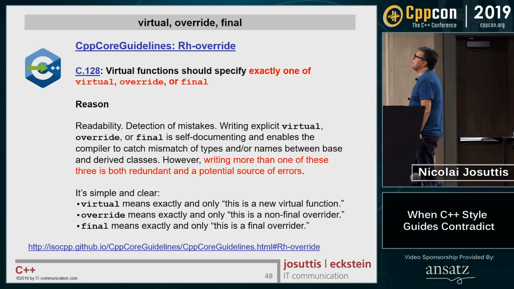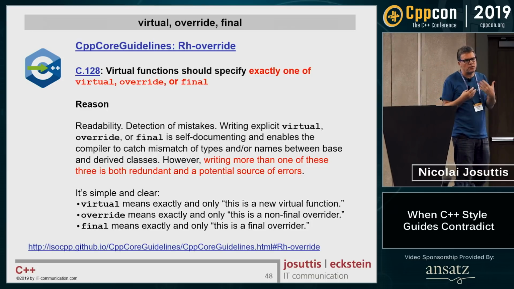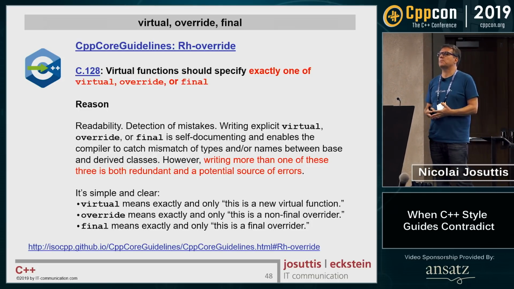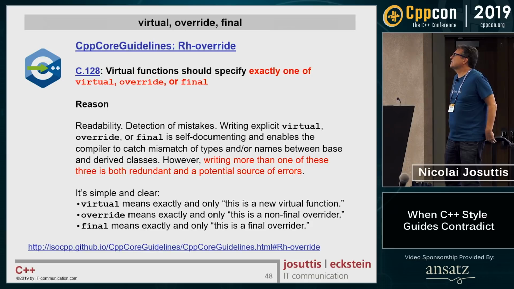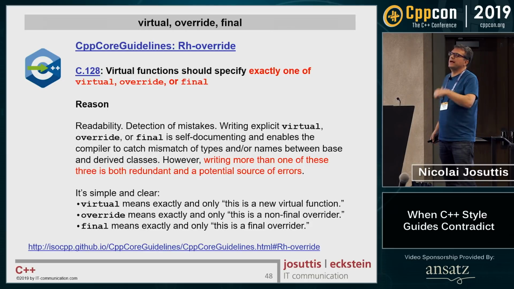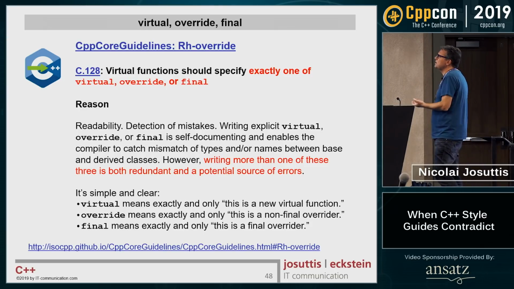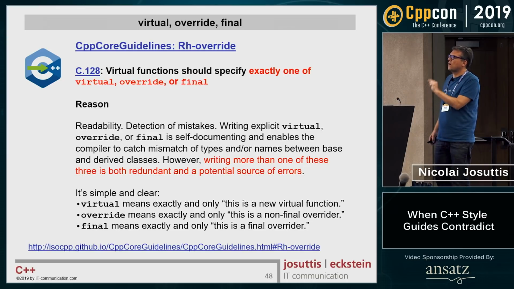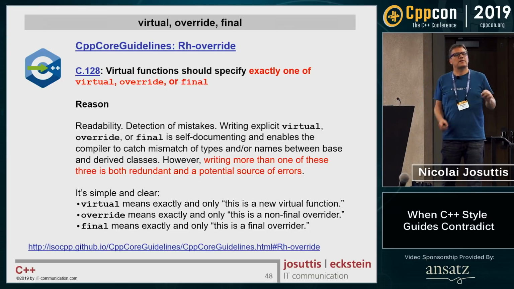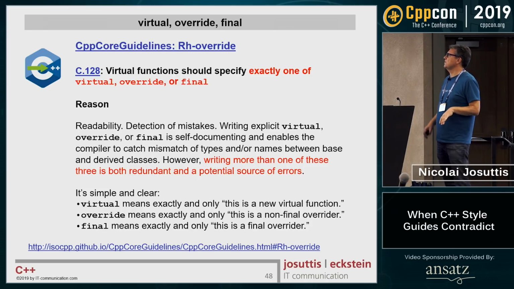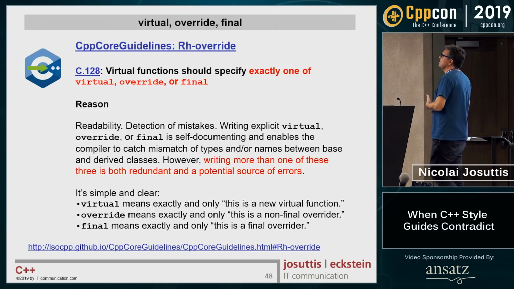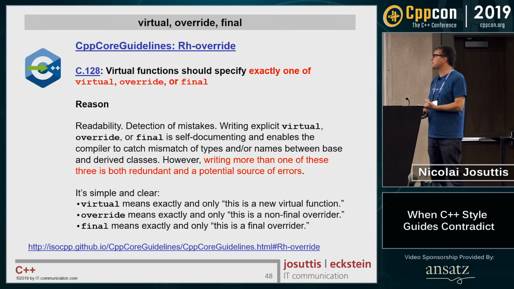So in the C++ Core Guidelines, and a surprising number of people know that rule and tell me about that, if you have virtual functions, you should use exactly one of the keywords virtual, override or final, never more. Writing more than one of these is redundant, I understand that, and a potential source of errors. I don't understand that. If somebody knows why, please come to me afterwards or send me an email to explain that. It's simple and clear. Virtual means this is a new virtual function. Override means this is a non-final overrider. Final means this is a final overrider.